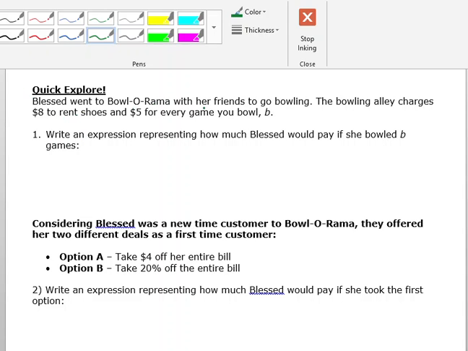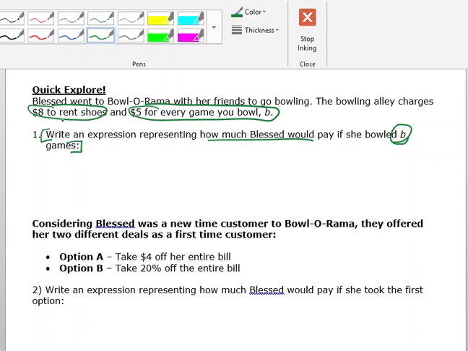Blessed went to Bowl-O-Rama with her friends to go bowling. The bowling alley charges $8 to rent shoes and $5 for every game you bowl, represented by B. Write an expression representing how much Blessed would pay if she bowled B games.